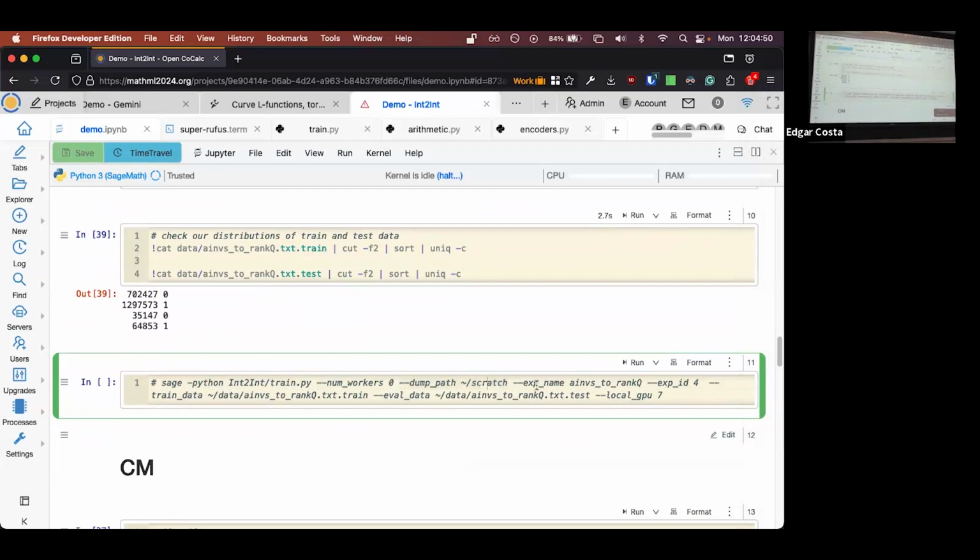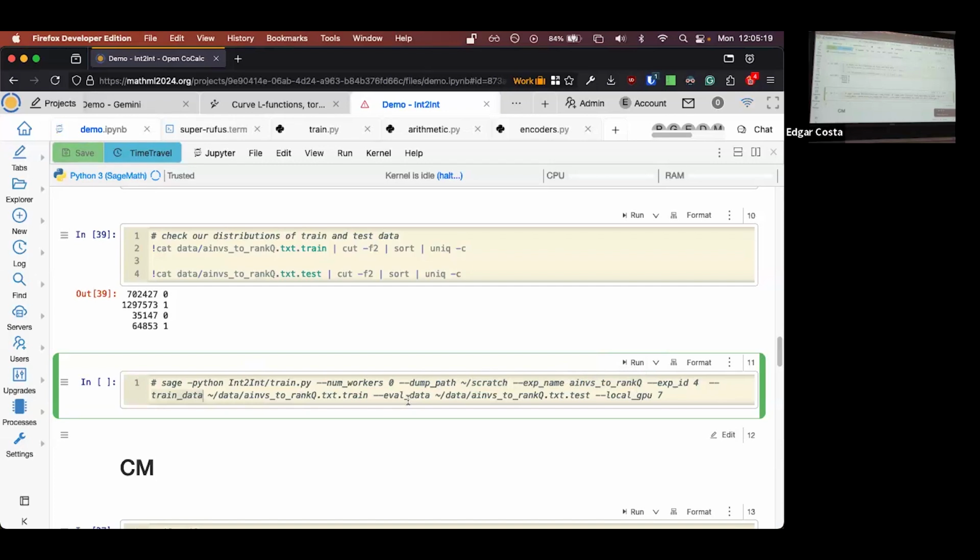Then you have the experiment name. Basically, it tells you I'm going to put things in Scratch, and my experiment name is called a-invariants to rank. It's going to make a folder with that name, and then there's an ID, because the right way to do these experiments is not to run one experiment and overanalyze it, but to do 10 experiments with different parameters and see how the model performs. Then you need to point out the train data and the eval data, or what I call test data.